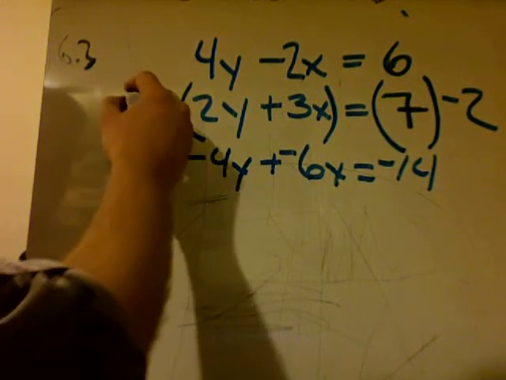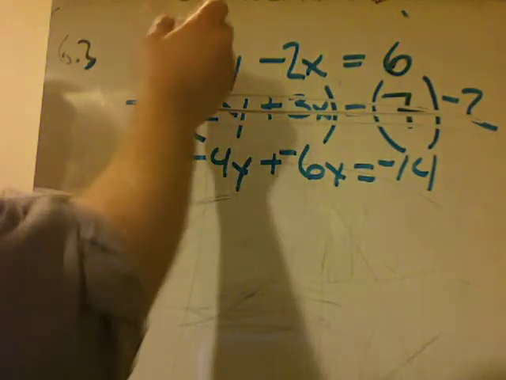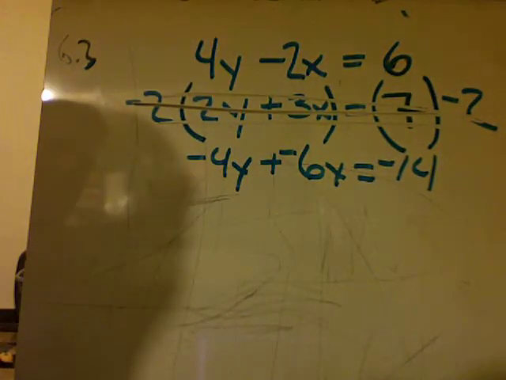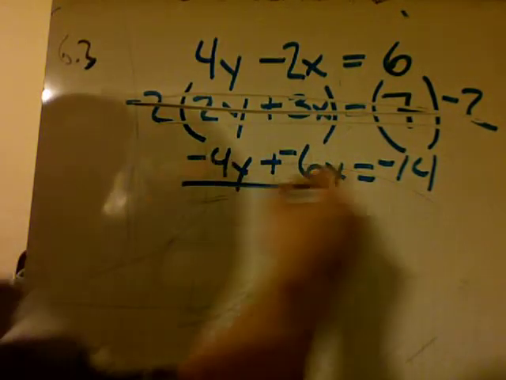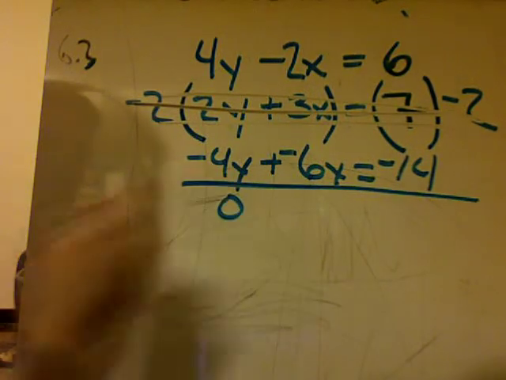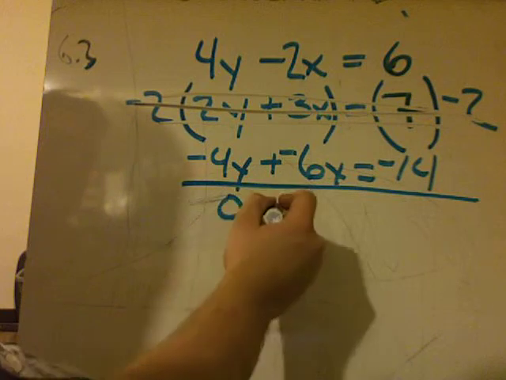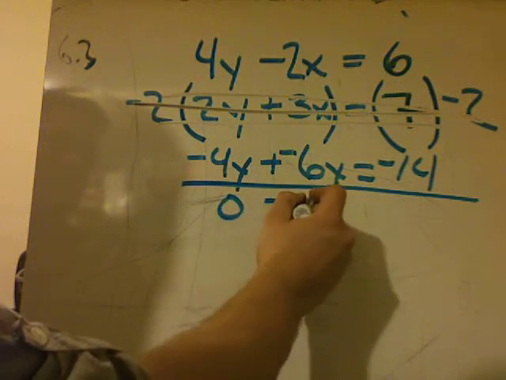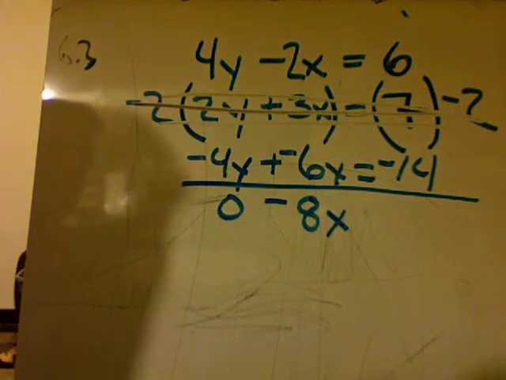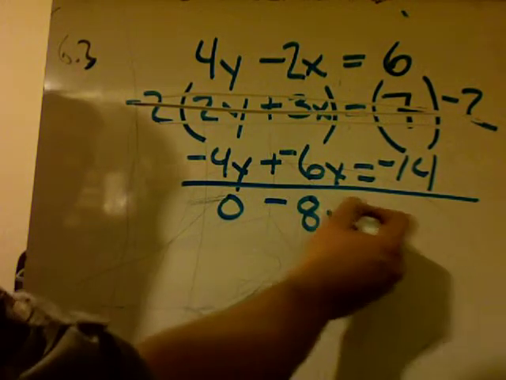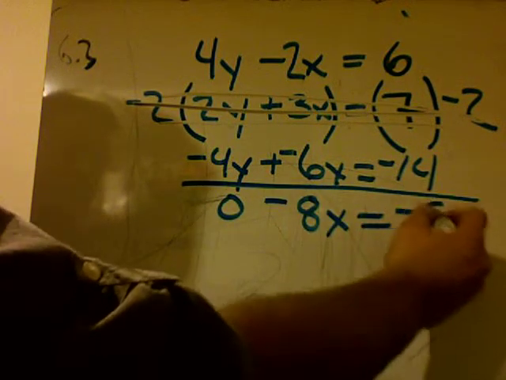So now, I'm not going to look at this thing anymore. I'm going to add this equation to that equation. Okay? And I just add my like terms. So 4y plus negative 4y is going to be 0. And negative 2x plus negative 8x is going to be negative 8x. And 6 plus negative 14 is going to be negative 8.